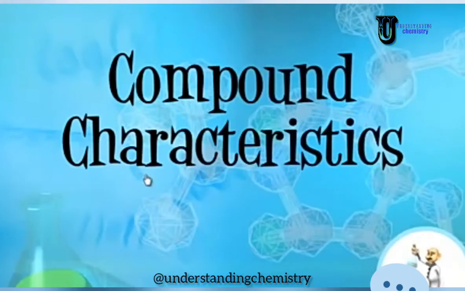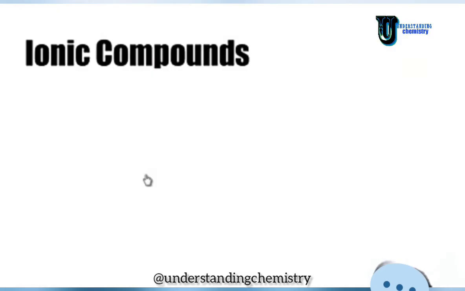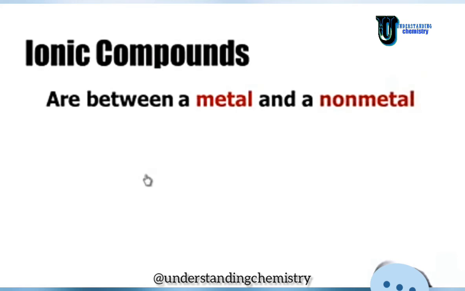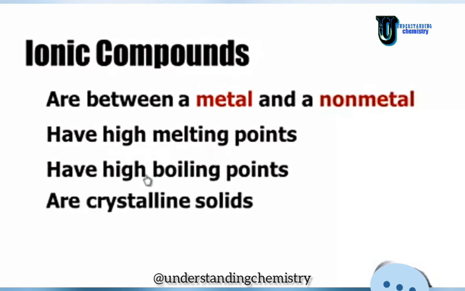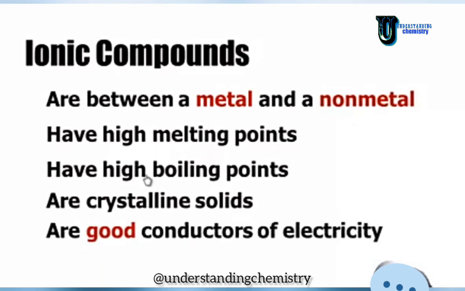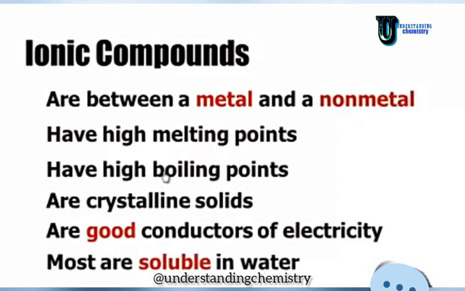Let's look at compound characteristics. Ionic compounds are between a metal and a non-metal, have high melting points, they have high boiling points, are crystalline solids. As far as I know, they're all crystalline solids. The ionic bond is so strong that they're all crystalline solids. They are good conductors of electricity, and most are soluble in water. Water, being very polar, attracts ionic compounds, and most ionic compounds dissolve in water.